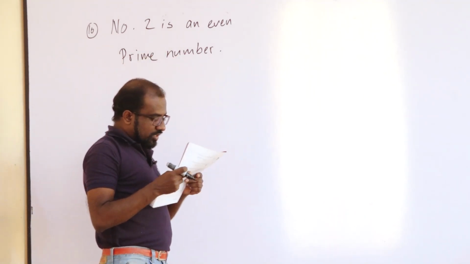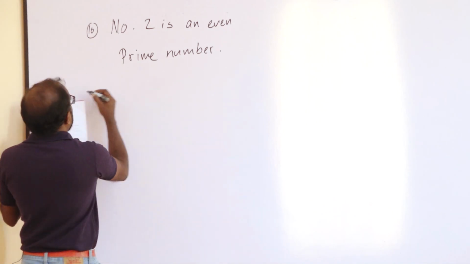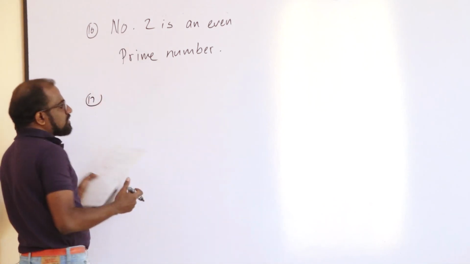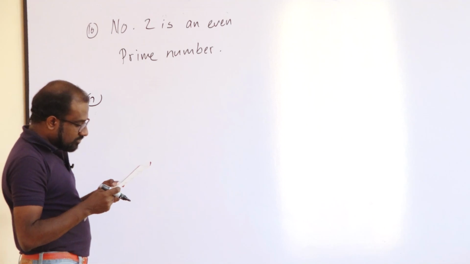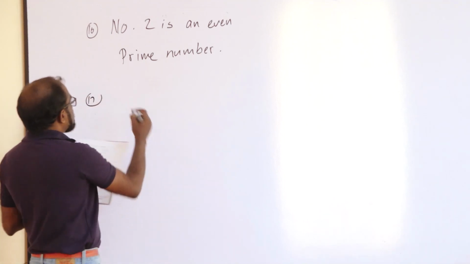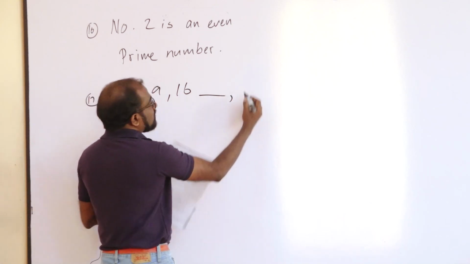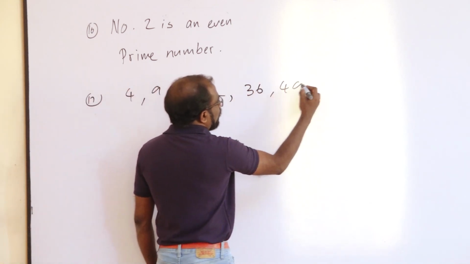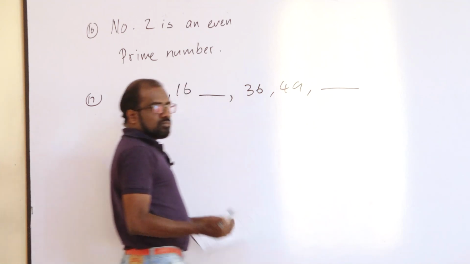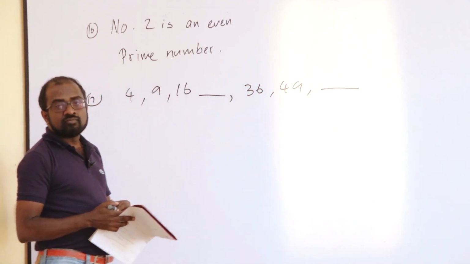Next one. Fill the blanks. All these questions have come from the same lesson, number patterns. Fill the blanks: 4, 9, 16, blank, 36, 49, another blank. So, what is this number pattern?